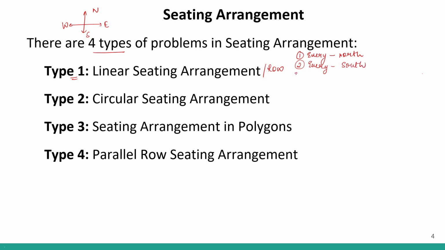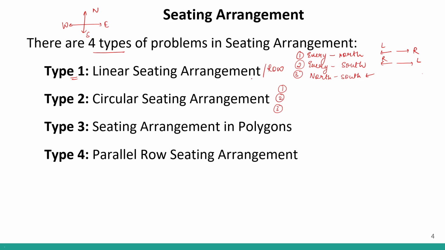Correct? And the third possibility is that some people are facing north and some people are facing south. So this sort of complicates the question. But these two are very easy. Whether all of them are facing north or all of them are facing south, this becomes very easy. If everybody is facing north, this will be the right side and this will be the left side. Correct? And if they are facing south, this direction will be the right side and this direction will be the left side.